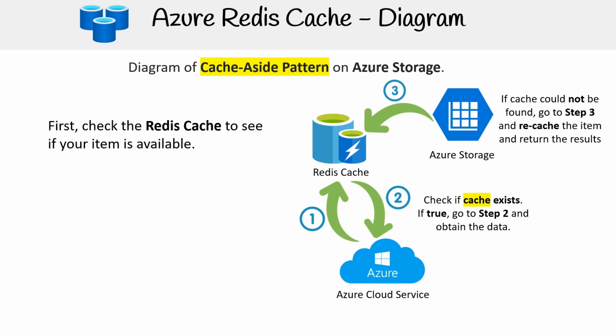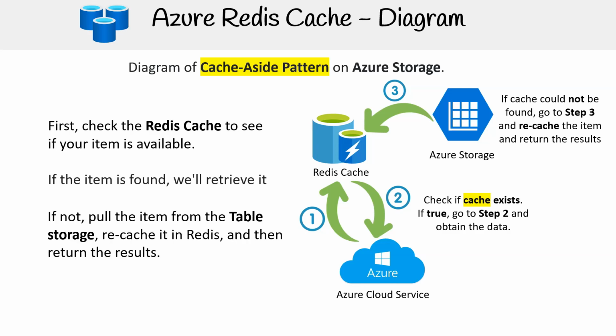First, we'll need to check the Redis cache to see if your item is available. If the item is found, we'll retrieve it. If the item is not found, we'll pull the item from the table storage, recache it in Redis, and then return the results. On the right, we have an image that should clearly explain the workflow overview.